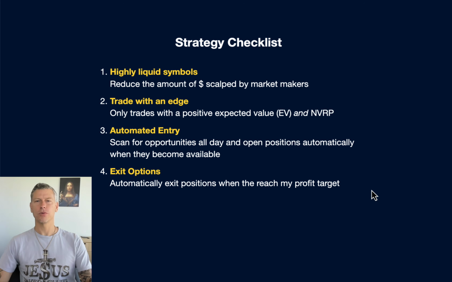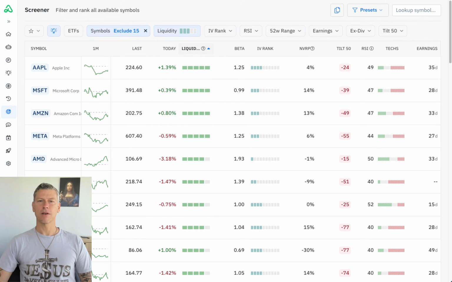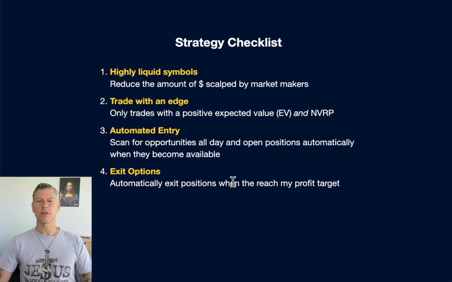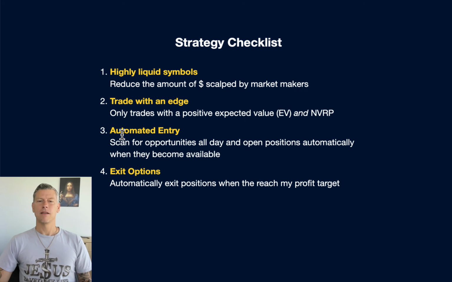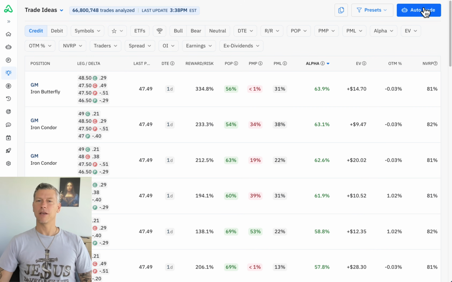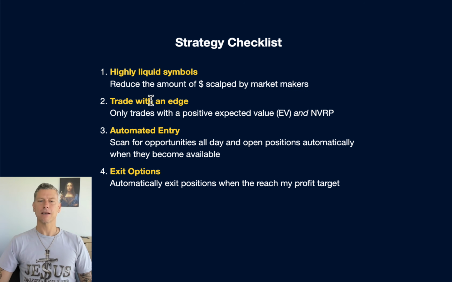We're going to go through a tool here called the screener, and we're going to select out the most liquid tickers, and then we're going to go over here into trade ideas, and we're going to apply a bunch of filters to find some trades with a positive expected value that are within those tickers. And then we're going to use this button right here to generate a bot that automatically scans all day long, waiting for those opportunities to become available and opens them.